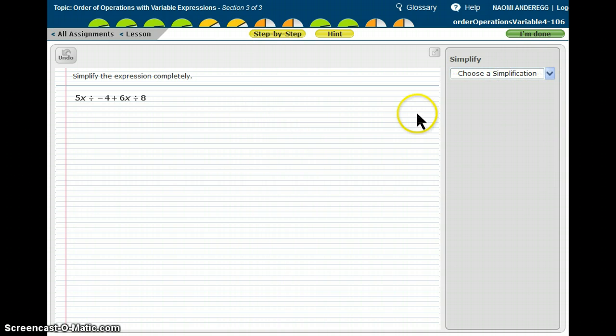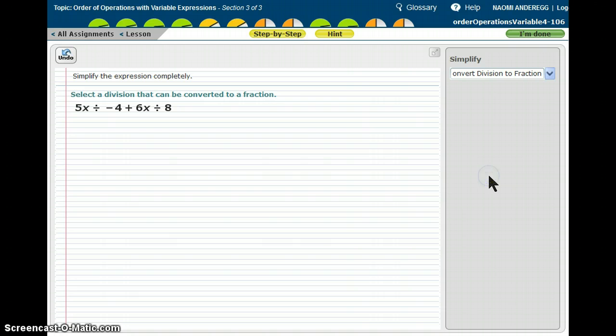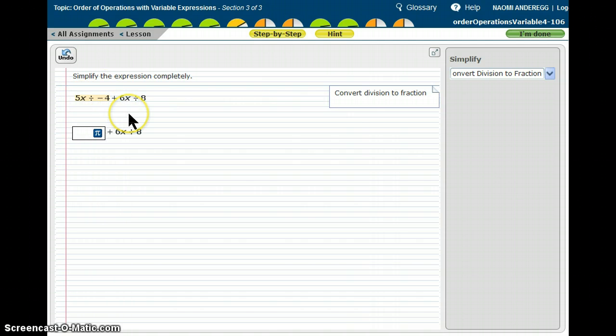So the way Carnegie Learning works, I'm going to have to select what kind of action I'm taking and then take that action. So since I want to convert division to a fraction, that's what I'll select. Then I have to highlight the part that I'm converting. So I'll highlight one of those divisions and then rewrite it. So I would rewrite it -5x over 4. I can just use the little slash button next under the question mark on my keyboard and it will make a little fraction for me. So I've got that done. Then I go to the next step.